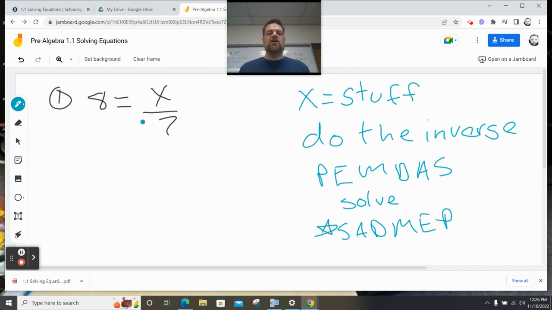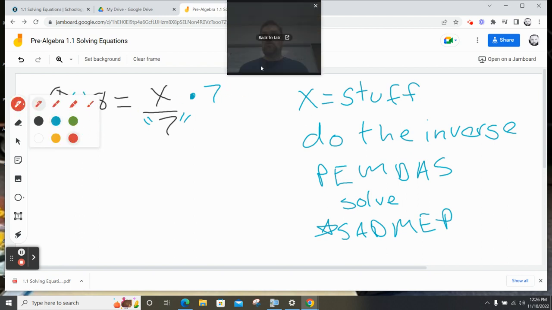So when I look here, I have the 7 and I want to move it away from the x. What's the 7 doing to the x right now? It's dividing. So what's the inverse of dividing? Right. But you multiply by 7 is what I'm saying. And remember, whatever I do on one side of the equal sign, I have to do to the other.